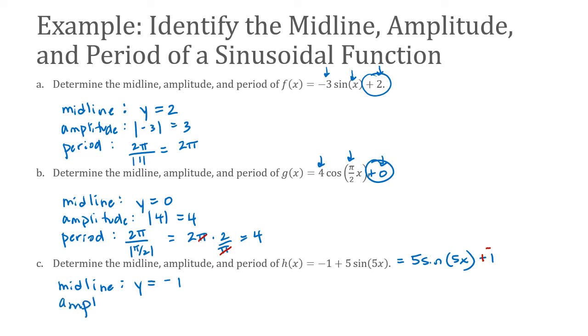The amplitude, what is the amplitude? It is the absolute value of that number in front of the sine function. So the absolute value of 5 is 5. And finally, what is the period? The period is 2 pi divided by the absolute value of 5, which is just going to be 2 pi over 5. You can leave it like that.